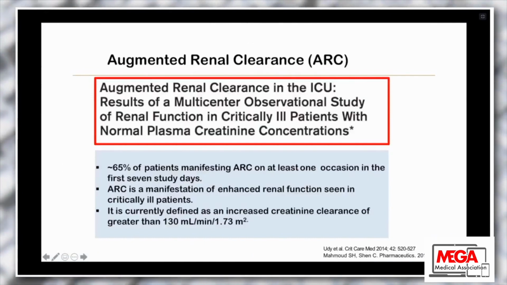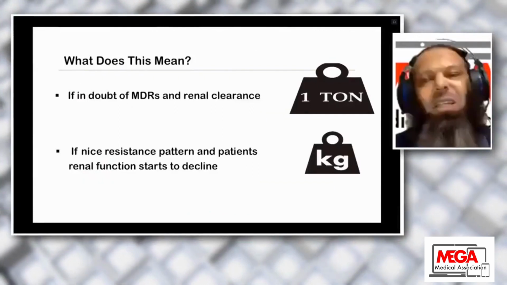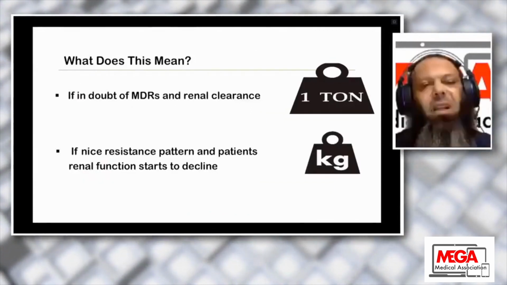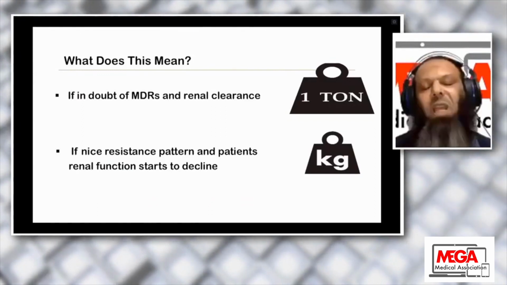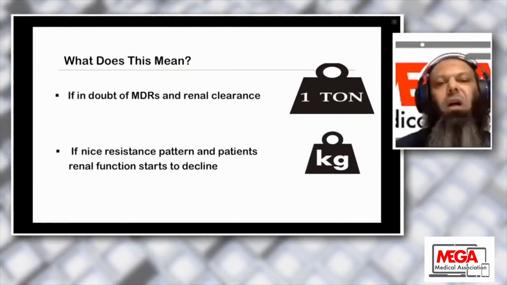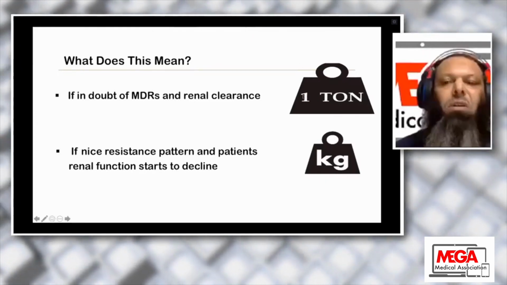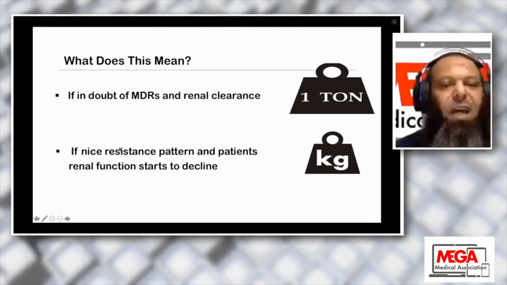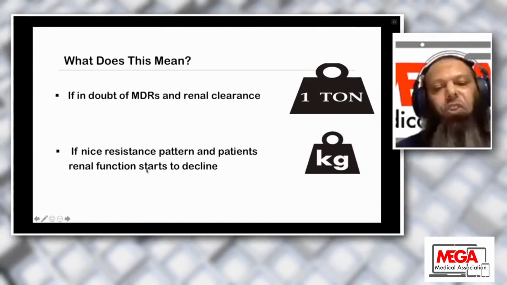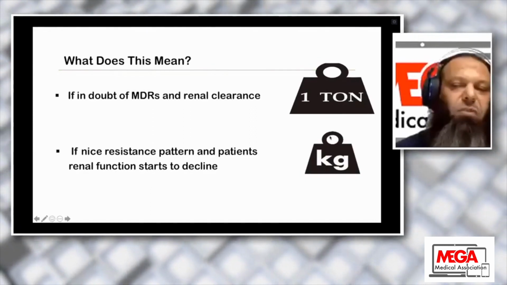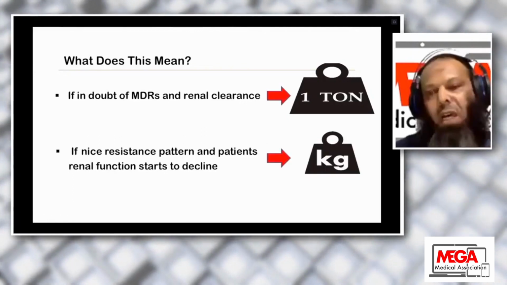I will skip those slides about augmented renal clearance, though it's important. So what does it mean if you are in doubt about MDRO organisms as the most likely cause of the sepsis, and you have a normal or high renal clearance? Here you hit hard, or you hit broader. If you have a nice resistance pattern on the antibiogram and the patient's renal function starts to decline, you have to de-escalate or narrow your antibiotics.